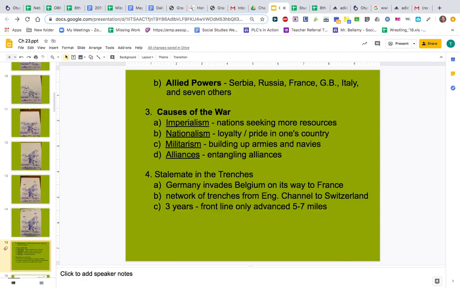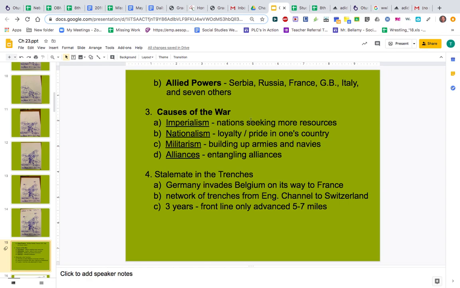So we look at this. Here's the Allied powers, and we will become a member of the Allied powers. Serbia, Russia, France, Great Britain. Italy started out on the side of the Germans and the Austrians, but they switched sides, and several others. And the causes of the war really quickly, and then we'll be done and talk about the trenches tomorrow.